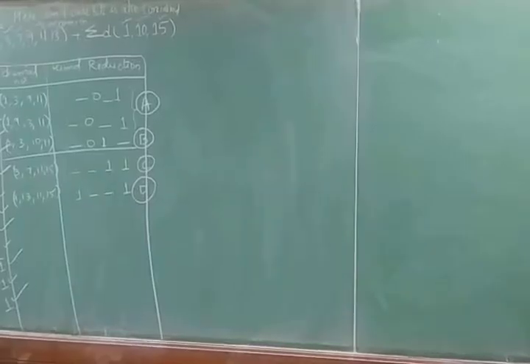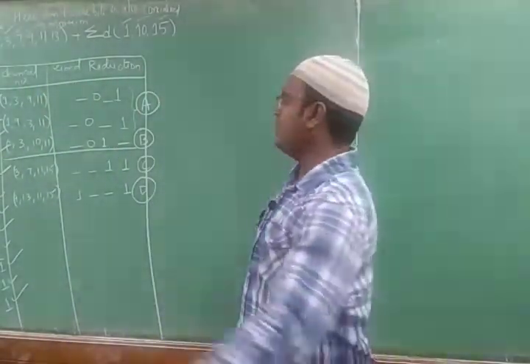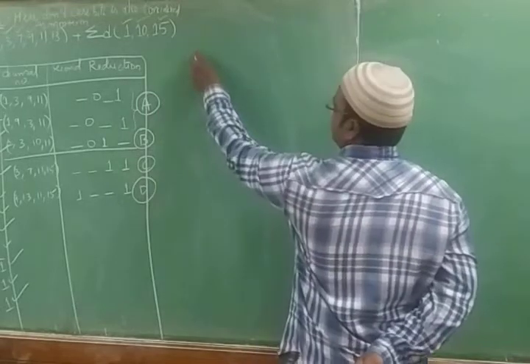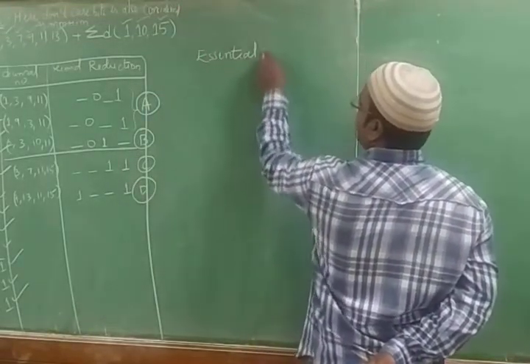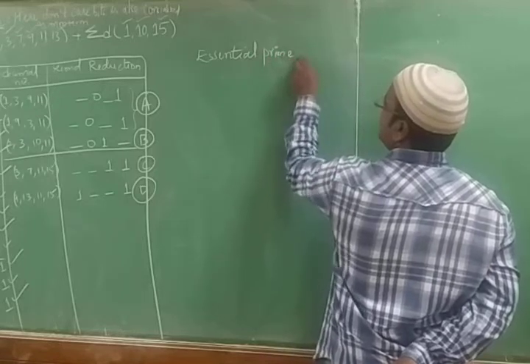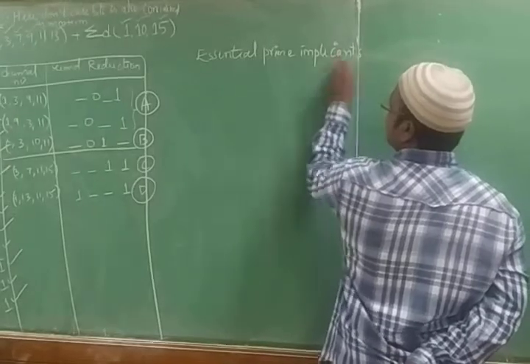So students, we are finding the essential prime implicant table. What is the first criterion for doing this? We'll try to make the chart, that is nothing but the table for essential prime implicants. So we just want to write down those values.